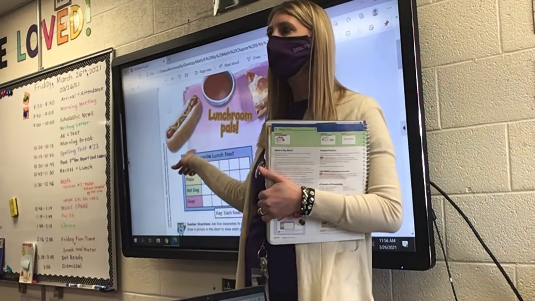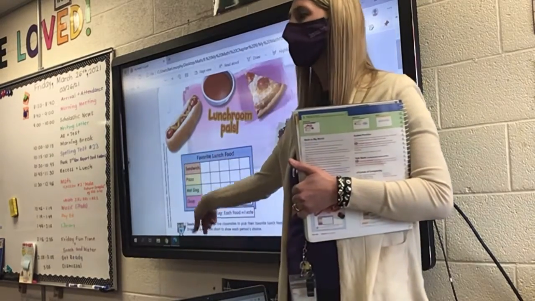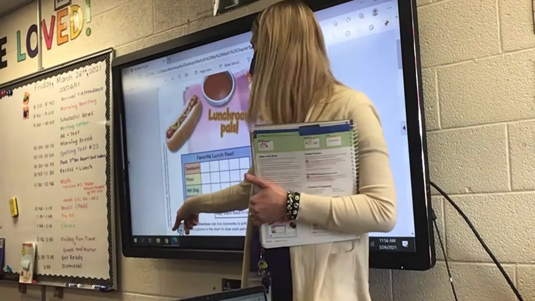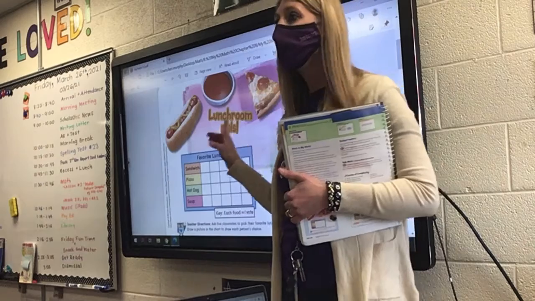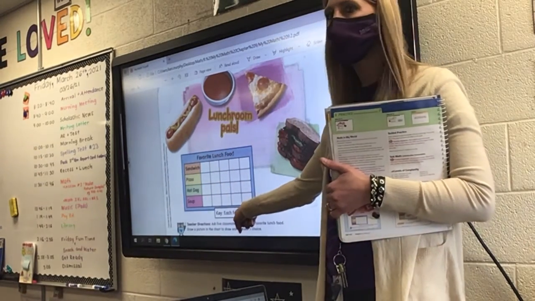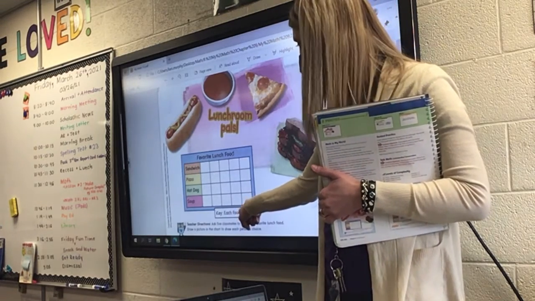Now, put your fingers on the choices. What are our choices for this graph? Everybody put your fingers on them. Sandwich, pizza, hot dog, and soup. Good job. Thank you. So those are our choices. Now, find with your finger the key. Where's the key? Put your finger on the key. It says key.